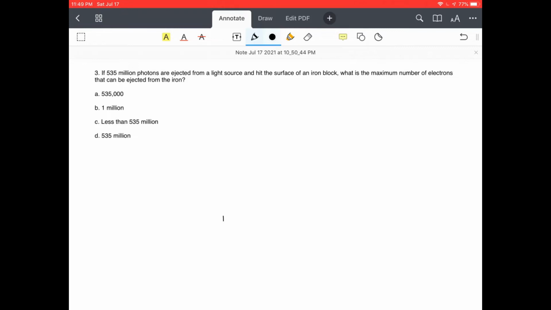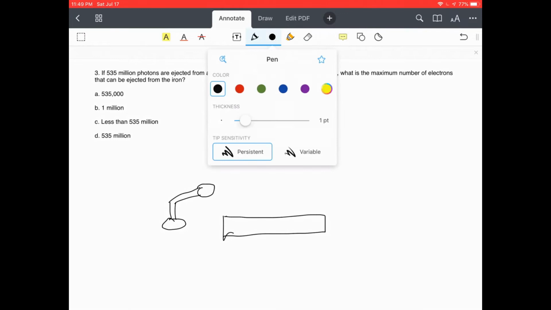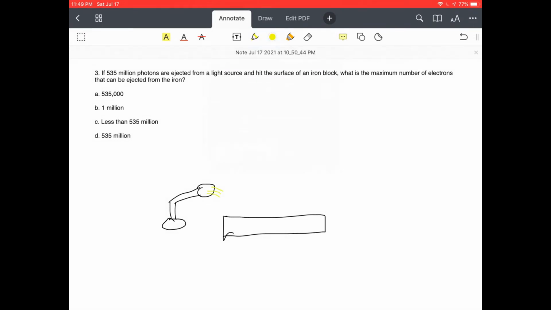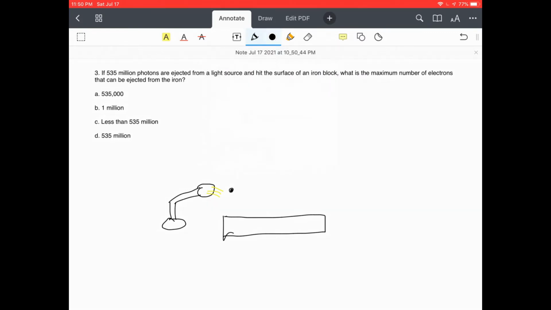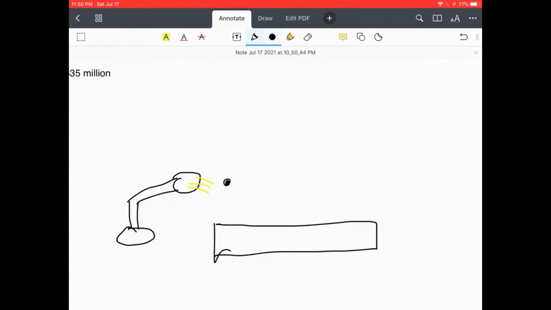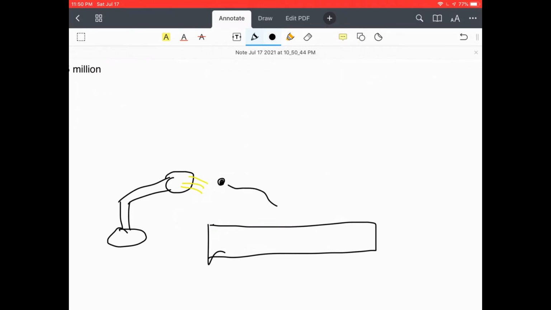So first I have an iron block right here, or really any type of metal, and on one side I'm going to have a light source. So I'm going to draw this really old school kind of lamp right here, and here are the light rays coming off the lamp, and these light rays contain light particles called photons. And what happens is, one photon, if it has enough energy to overcome the threshold energy of this iron atom, is going to interact with the electrons on the surface level iron atoms, and it's going to interact with only one electron at a time.